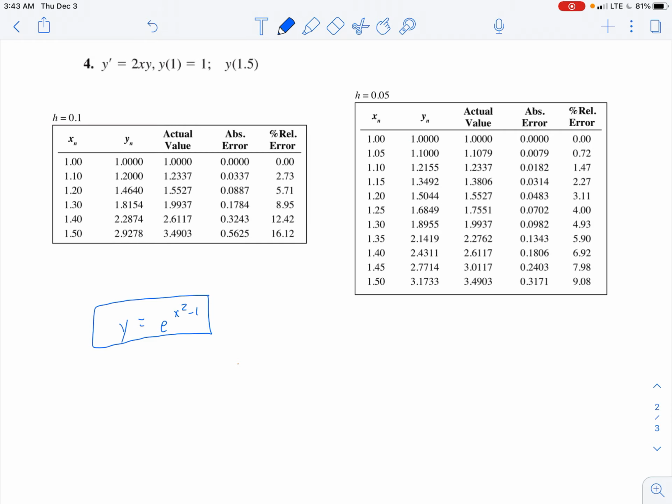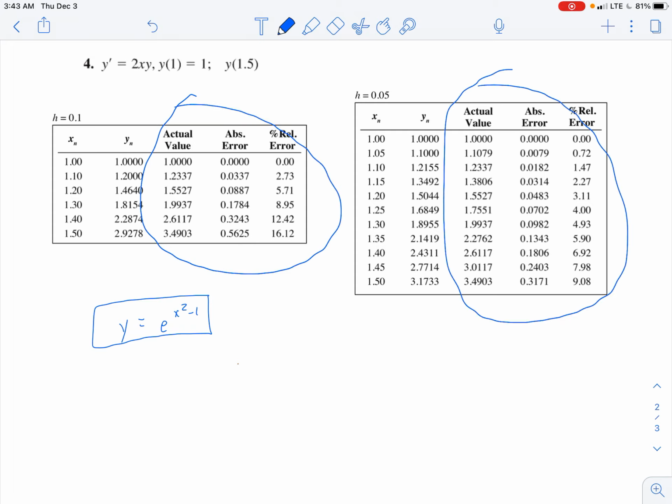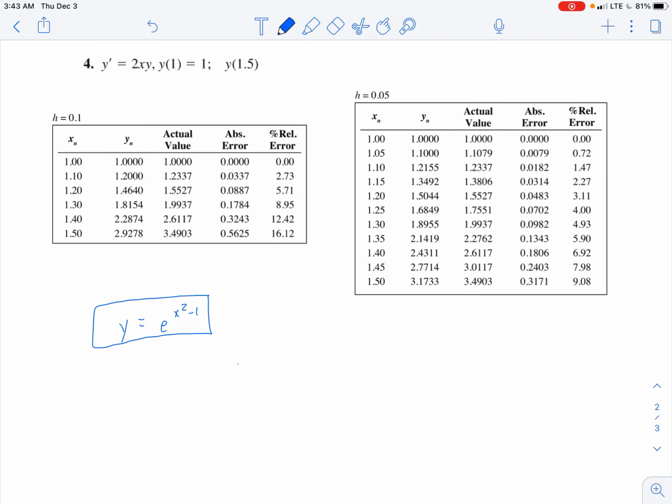Alright, now again, if you have any questions about this, please ask me. It's not very difficult, but it helps us find solutions to differential equations that we really can't solve. And again, we're not really going to be able to do this part when we actually need to use Euler's method, because we can't find the actual value since we can't solve the differential equation. But again, this is just practice.